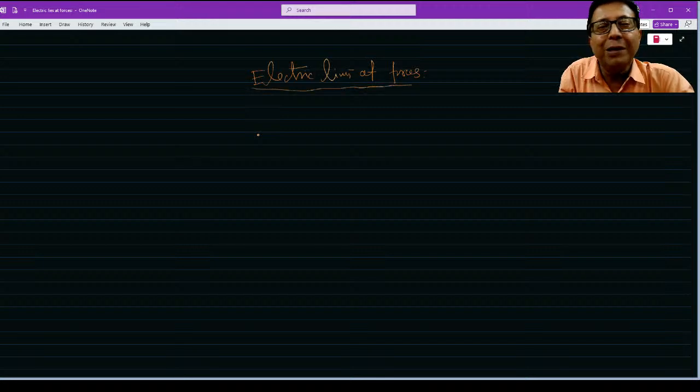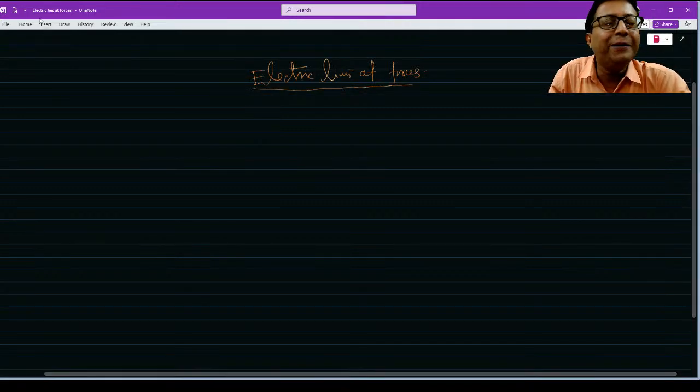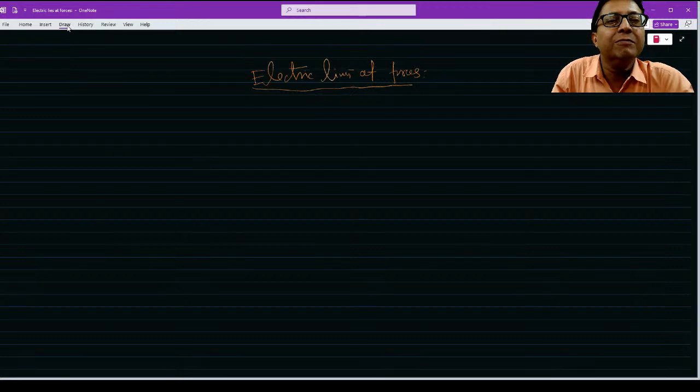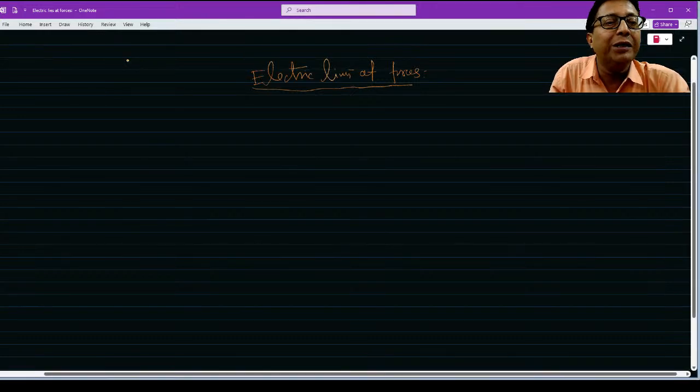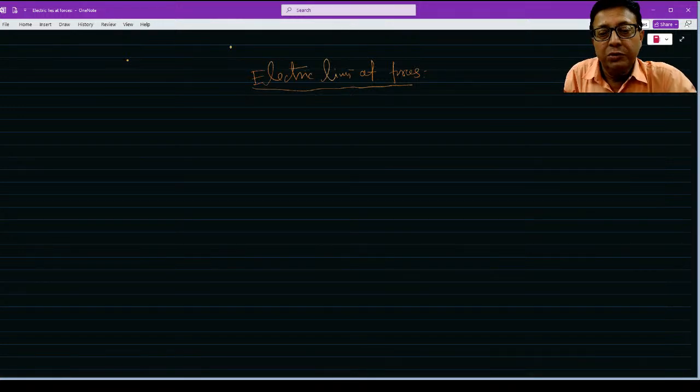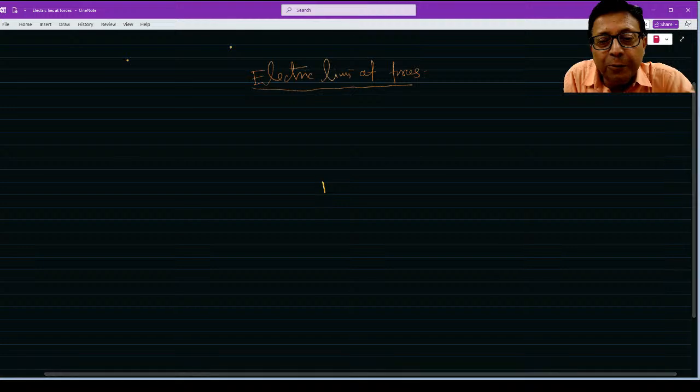In case of magnetism, we will say magnetic field lines, but here it is electric lines of force. What are those? Electric lines of forces are those which will show you the direction of electric field at a point. Okay? So, let us start with this positive charge here.